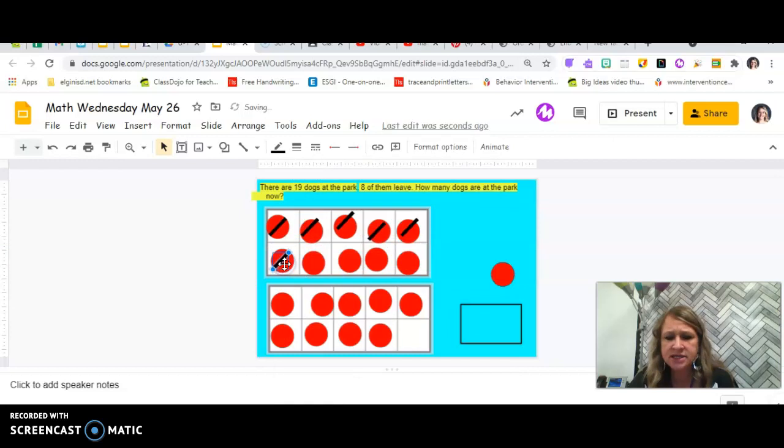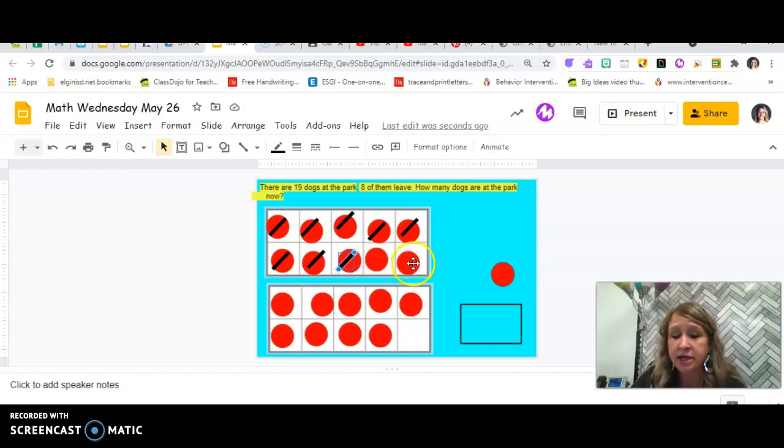6. How many dogs left the park again? Oh, 8. So we're at 6, 7, and 8 little doggies left the park. 8 dogs. How many dogs are at the park now?